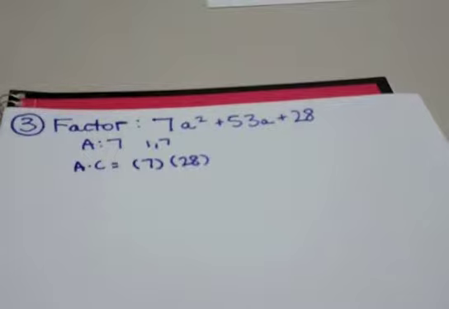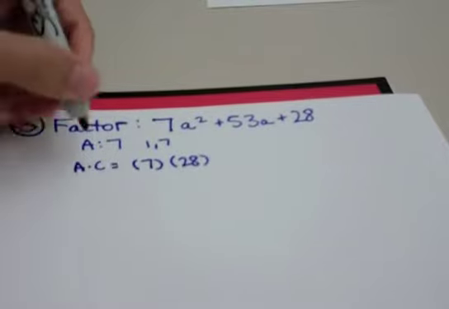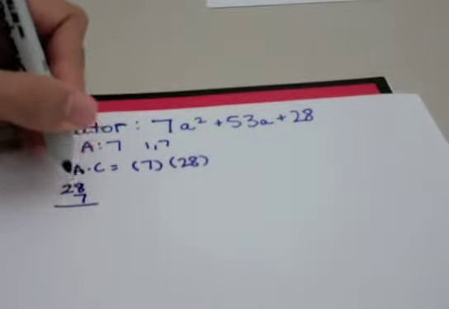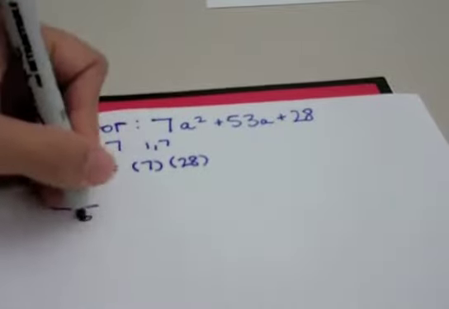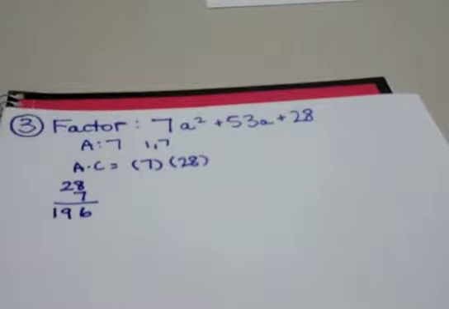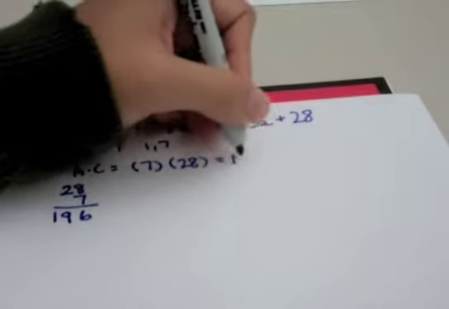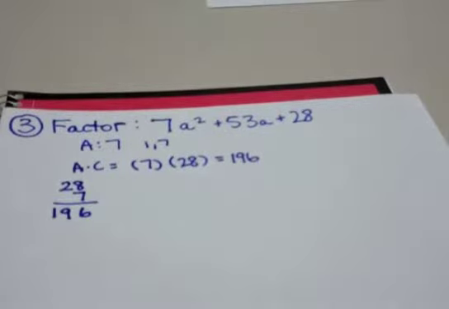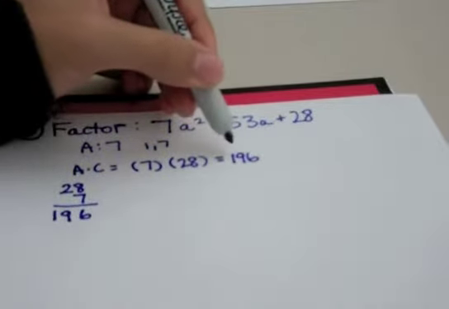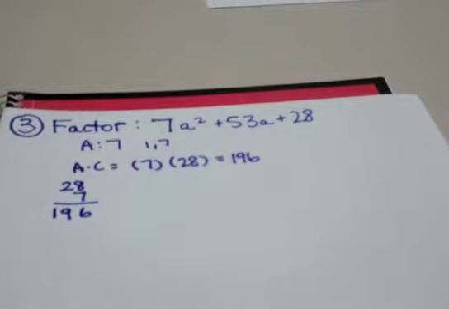I don't know that off the top of my head. So 28 times 7, 7 times 8 is 56. Bring up the 5. 7 times 2 is 14, plus 5 is 19. So 196 is what we're looking at. So we're going to need to find two numbers that add to 53 and multiply to 196. So we're going to have our work cut out finding all the factors of 196.